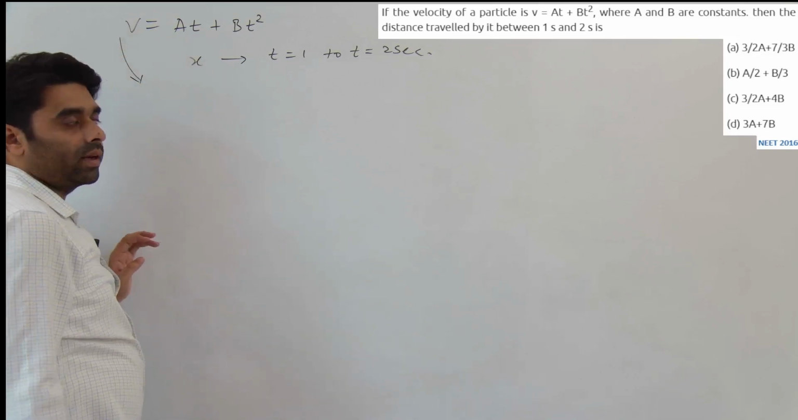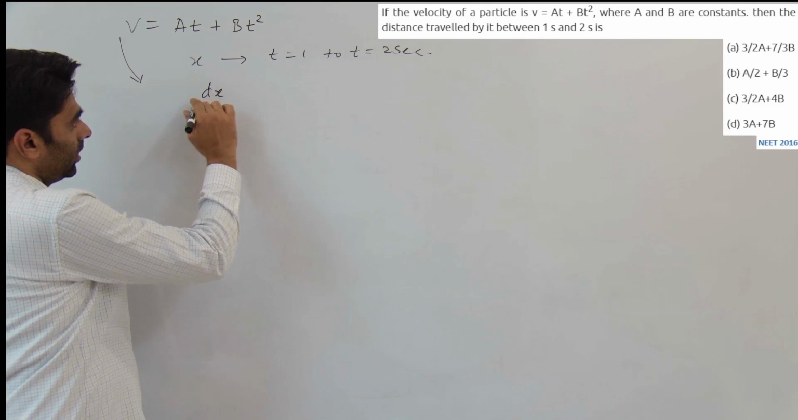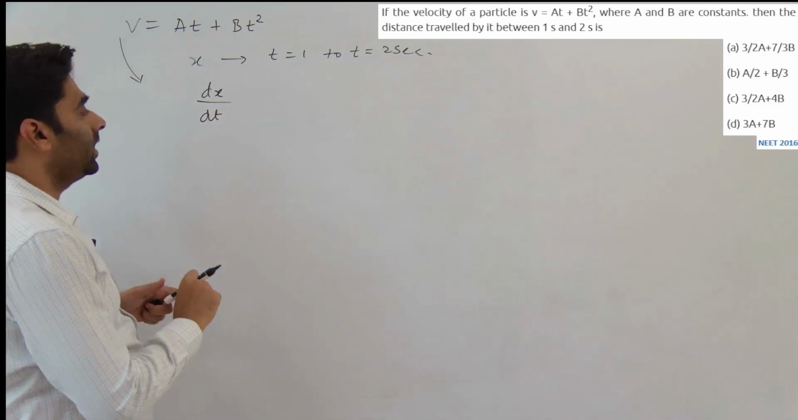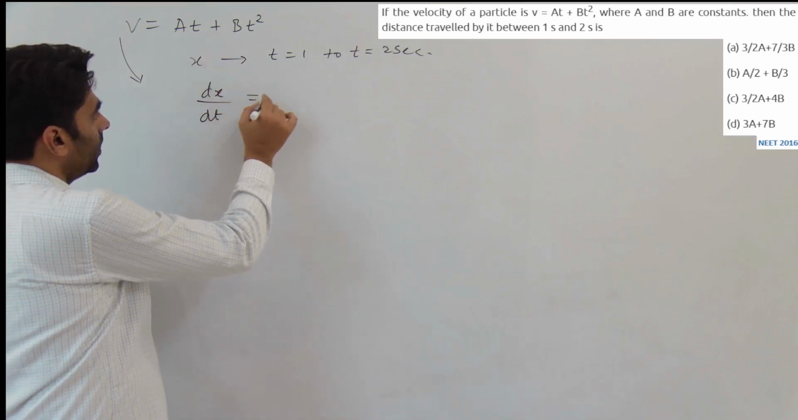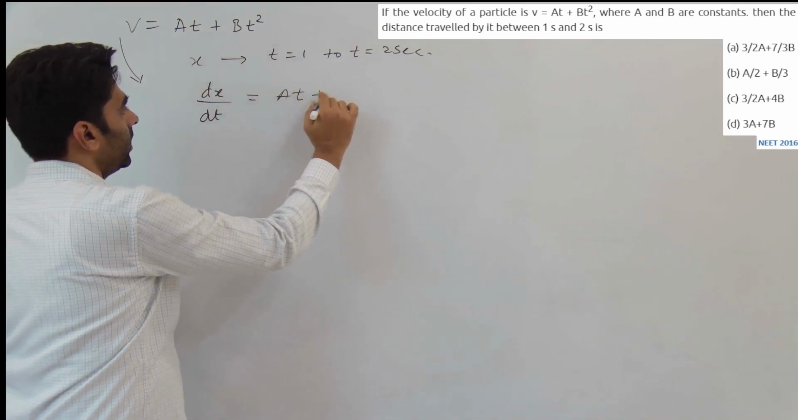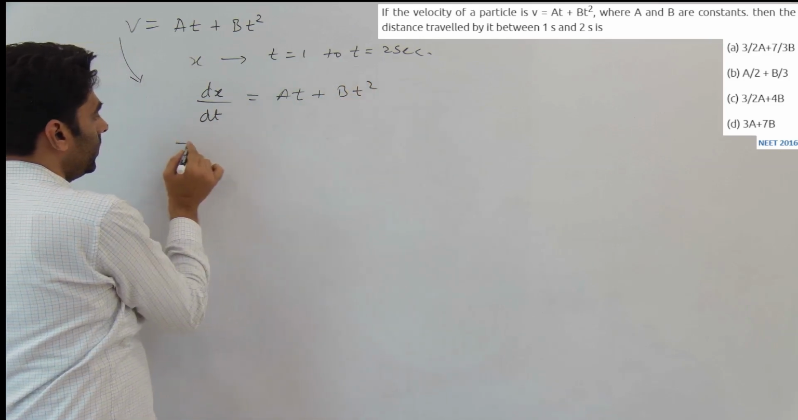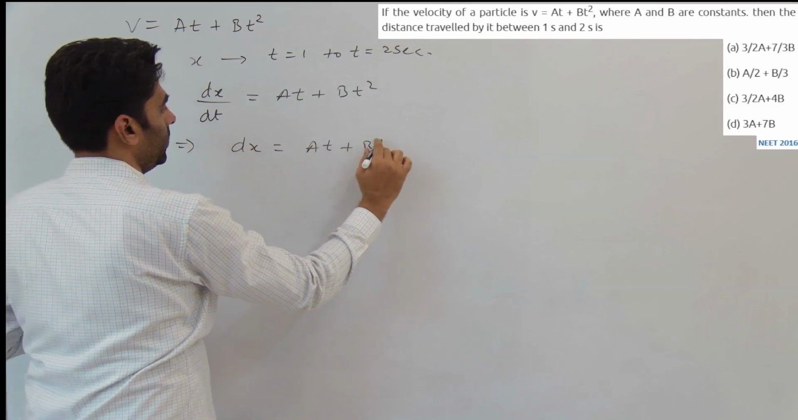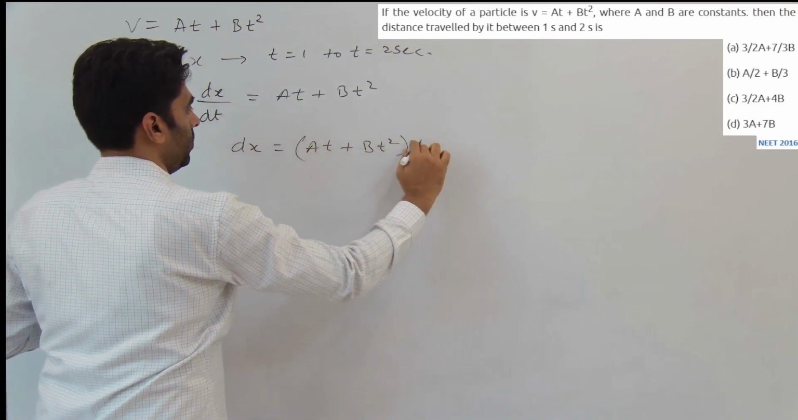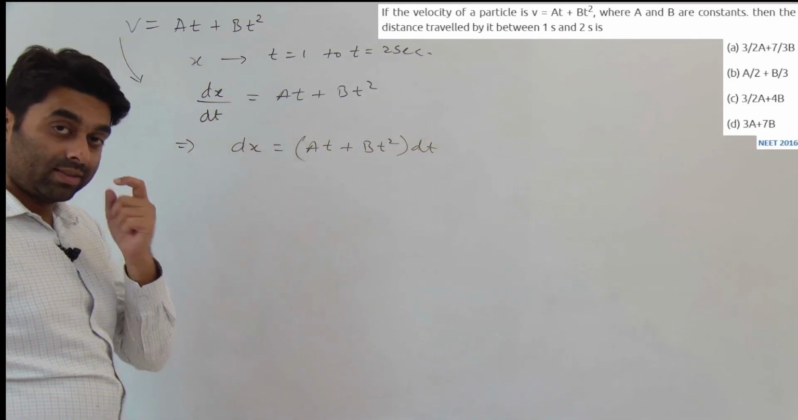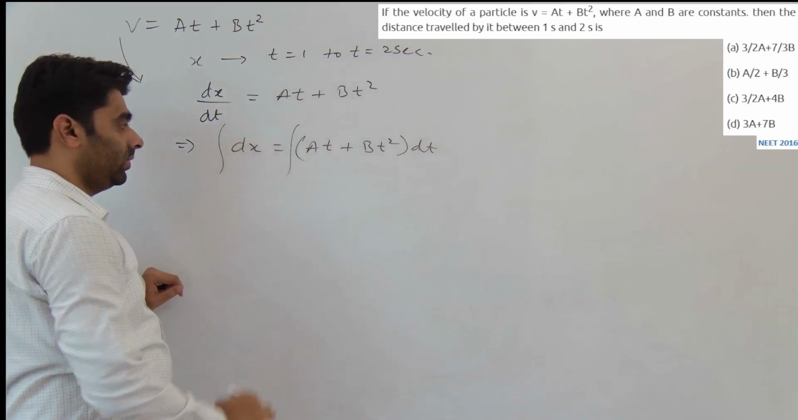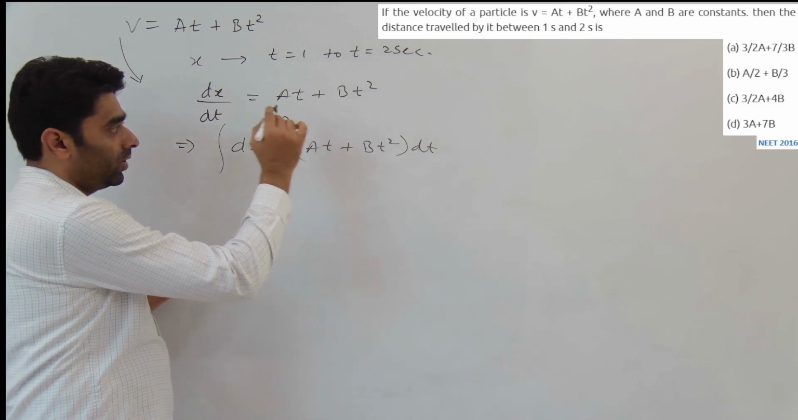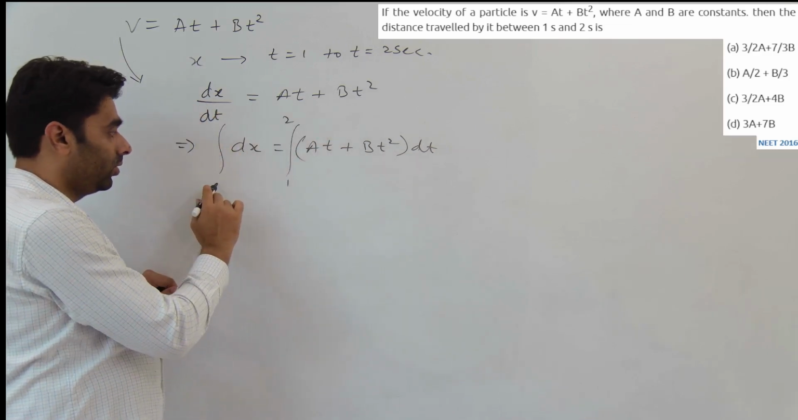Velocity can be written as dx/dt, so dx/dt = at + bt². If we arrange it, we can write dx = (at + bt²) dt. Now to find x as a function of t, let us integrate this. From which time do we want to find it? From t = 1 second to t = 2 seconds, so we take the limits 1 and 2.